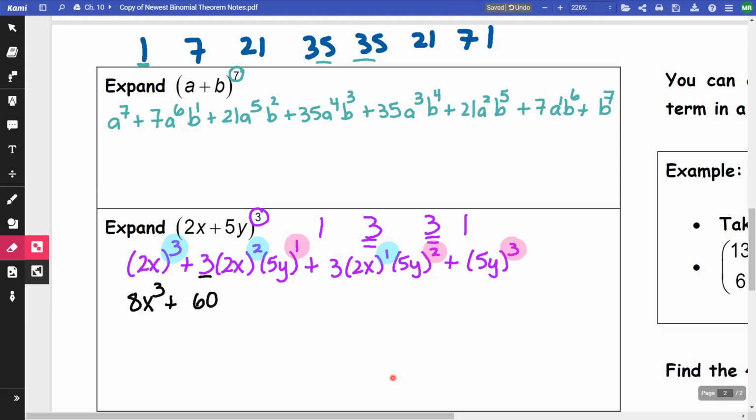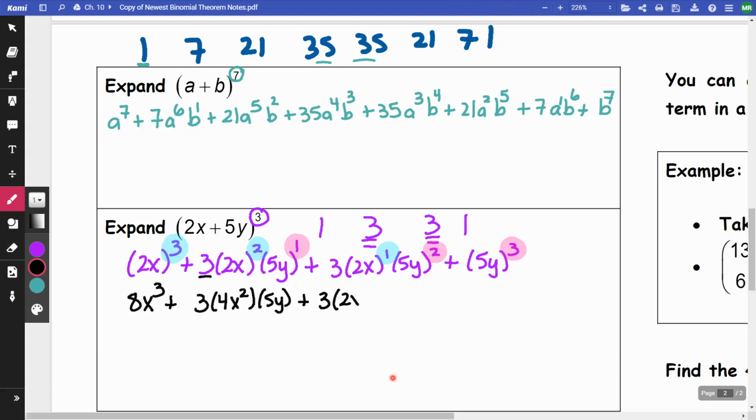Okay, so let me just kind of break this down. So this is really a 3 times a 4x squared times a 5y. We don't leave it like that, though. We do need to clean it up. And then this is a 3, and this is a 2x times my 5y being squared. So that's going to be a 25y squared. Plus 5y to the third is going to be a 125y to the third.